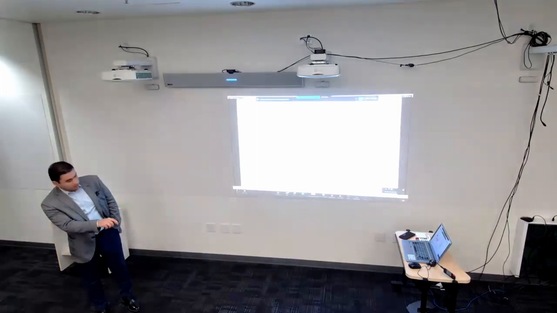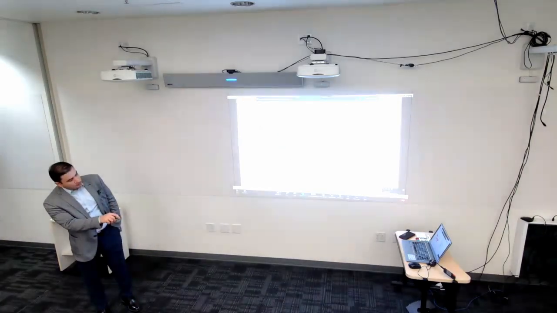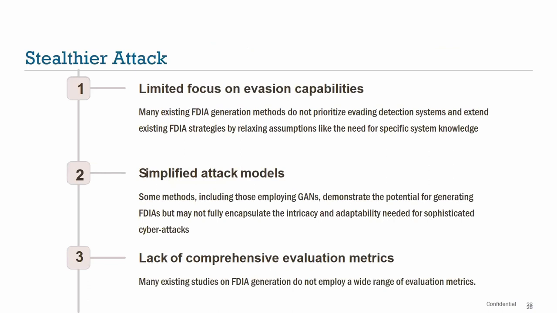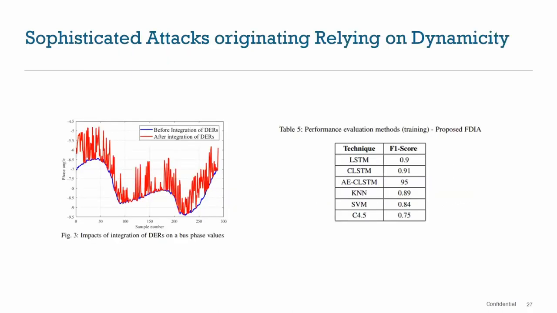This blue line, before integration of renewable energies, the system works. This is for phase angles. The system works well, no uncertainties. I have integration of renewable energies, again, just 10%. You see the uncertainty of the measurements. The interval, the range of the measurement for the same phase angle for one bus has changed. So a question: how could an attacker use this uncertainty to attack the system as an offensive model?